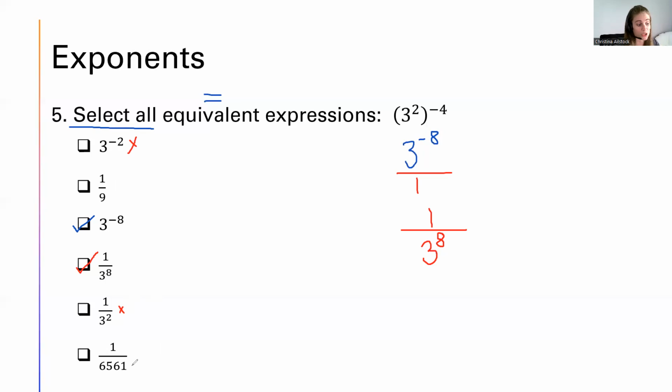6,561. Well, with the two remaining choices, it looks like they went ahead and completely simplified the numerator to come up with an equivalent expression. So this is another one that's a little bit larger. We do have permission to use a calculator because it's not just 3 squared or 3 to the third. So 3 to the 8th power is 1 over 6,561, giving us our final equivalent expression.